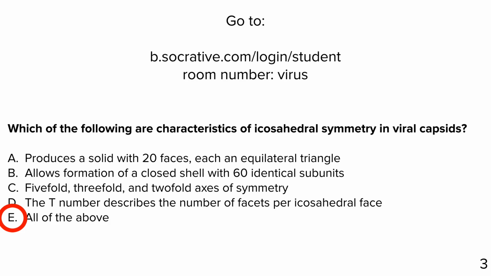A solid with 20 faces. By the way, there are 12 5-fold axes in an icosahedron. 20 faces, 12 5-fold axes. Closed shell with 60 identical subunits. 5, 3, and 2-fold axes. And the T number is the number of facets per face.